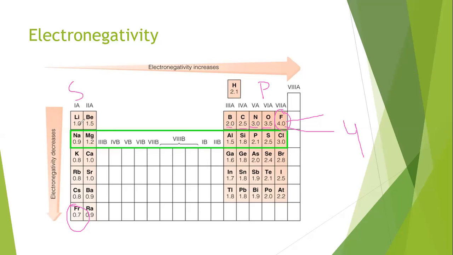Lithium has an electronegativity value of 1, which shows it is electropositive. Sodium has 0.9, so it is more electropositive. Potassium has an electronegativity value of 0.8, which shows potassium is more electropositive than sodium. Rubidium has the same electronegativity value, 0.8. Cesium also has an electronegativity value of 0.8. So these are some values of electronegativity for some atoms.